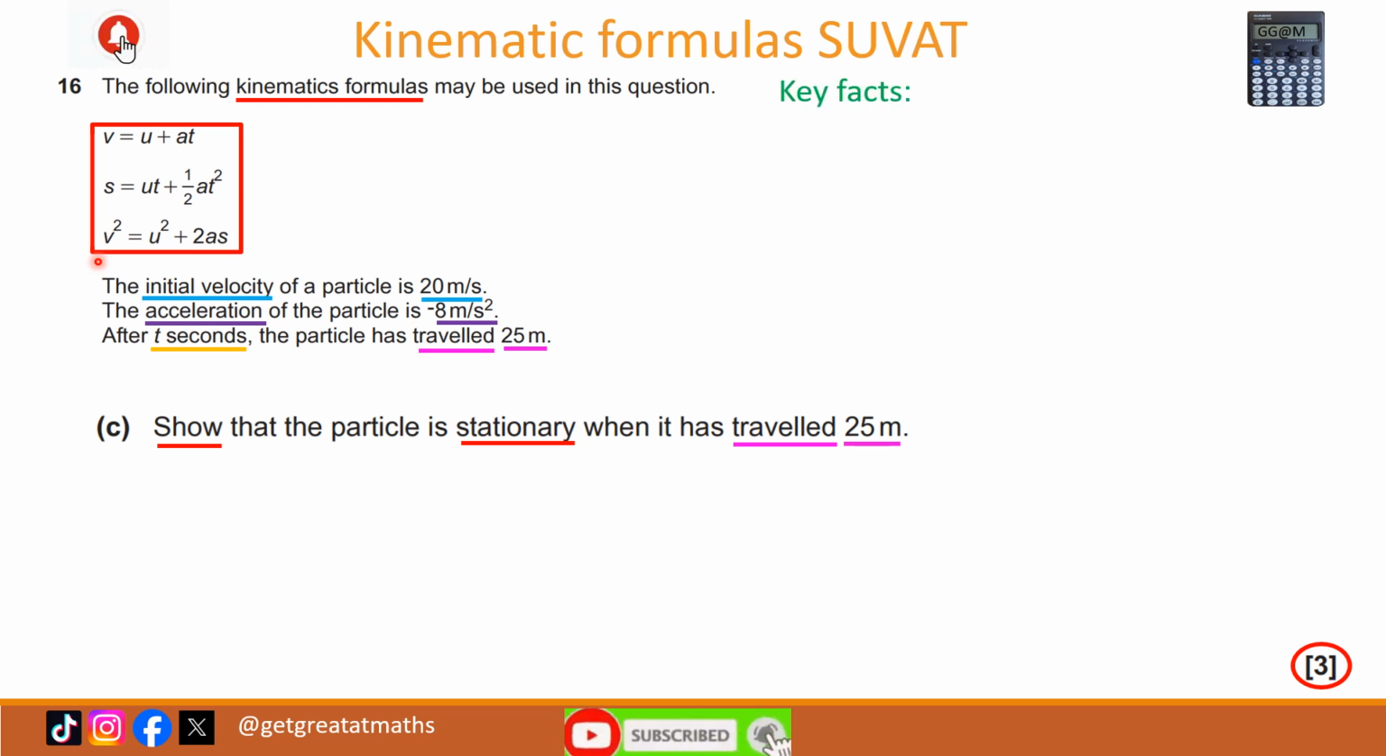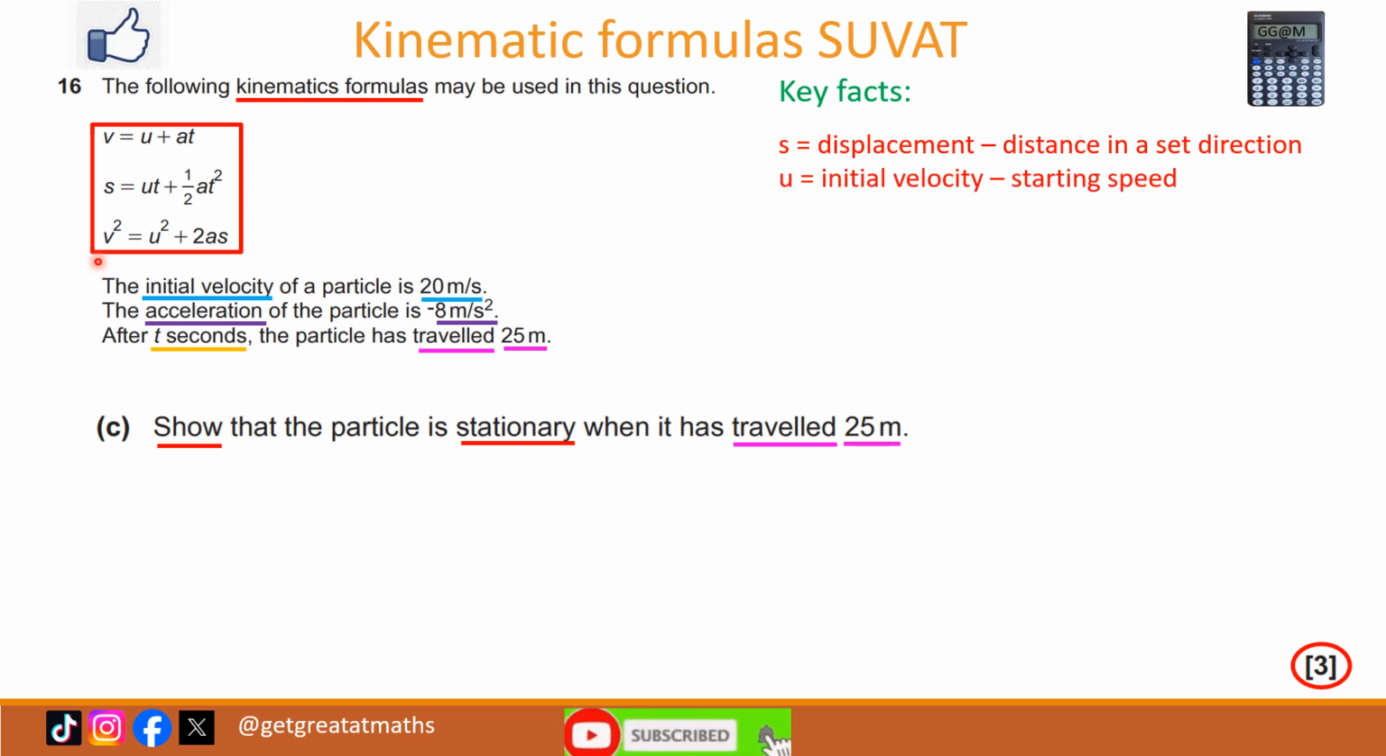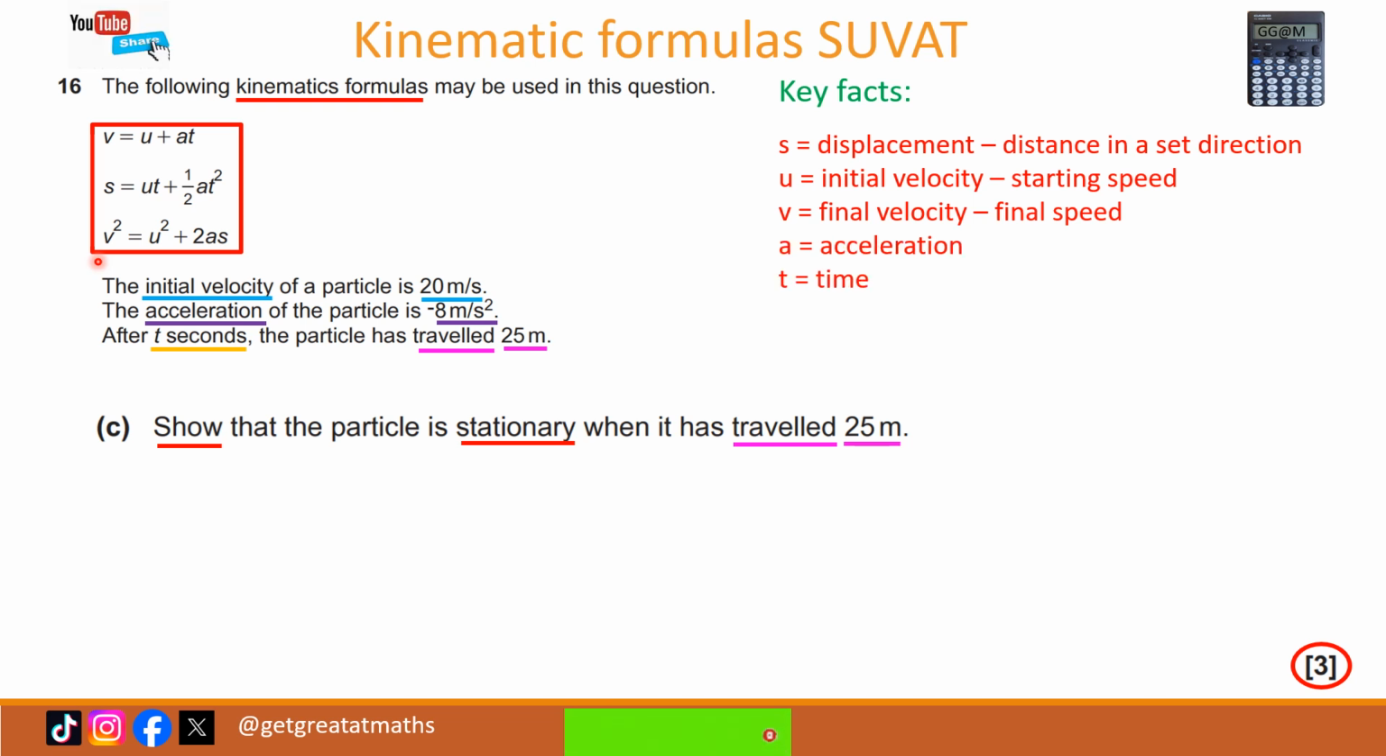Now, our key facts for this question are that S is the displacement or the distance in a set direction. U is the initial velocity, which is your starting speed. V is our final velocity or our final speed. A is our acceleration. T is time. And you'll be expected to know what these 5 letters represent.